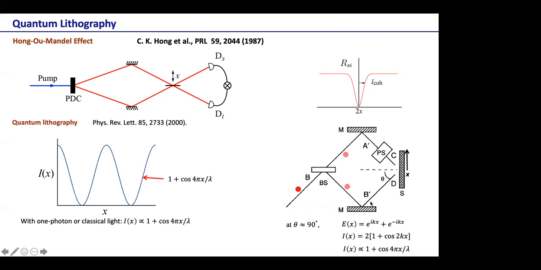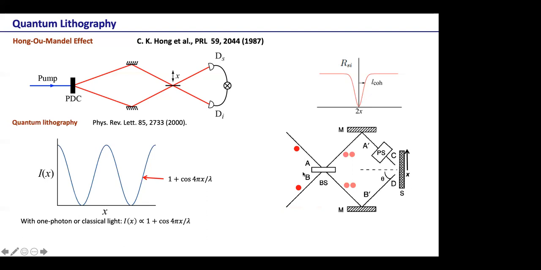So in classical lithography, if this is a substrate and you go in the x direction, then the intensity that you can write is 1 plus cosine 4 pi x by lambda, writing this in terms of lambda. So you can see the wavelength decides what pattern you can write. The smaller the wavelength, the finer the pattern you can write.